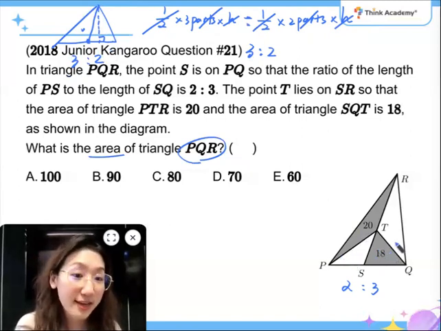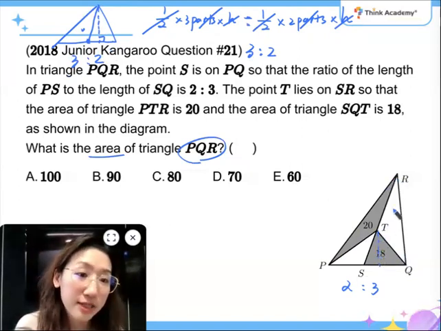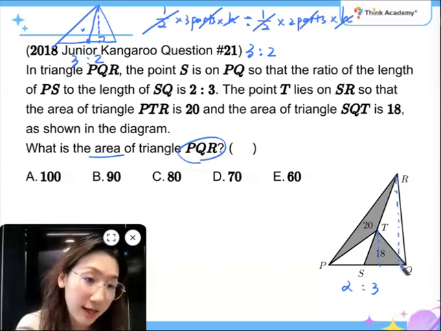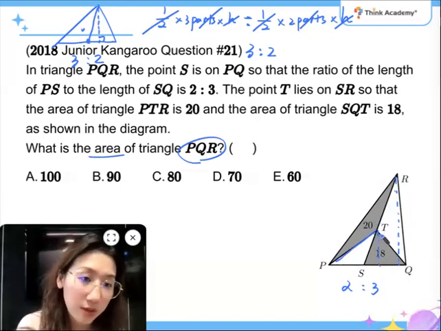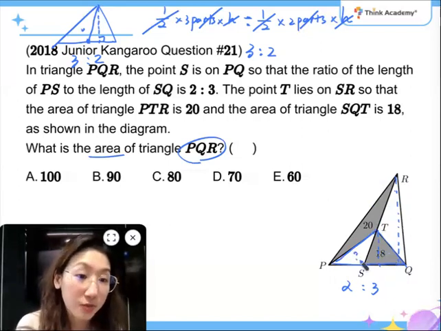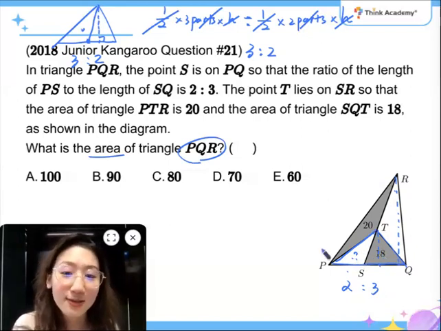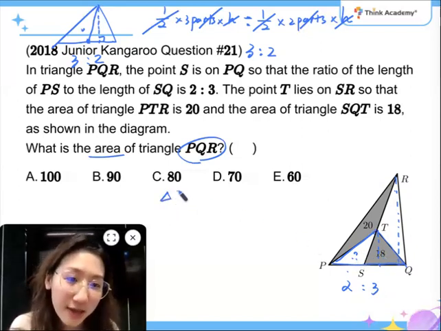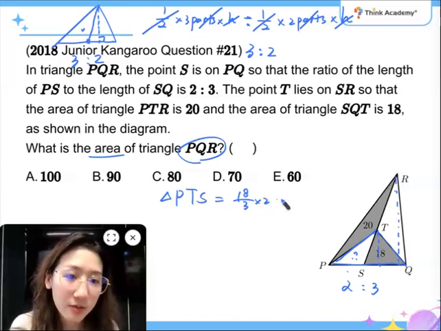So here we don't know anything, but we do know that this pair of triangles has the same perpendicular height, and this other pair of triangles has the same perpendicular height too. However, with the larger triangle there are some missing parts that we don't know, so we can start working with the bottom triangle. With the bottom triangle on the right, we know it's 18, and on the left we don't know, but we know the ratio of their areas is equal to the ratio of the bases, which is 2 to 3. So if 18 is 3 parts, then how many is 2 parts? 12. So the area of triangle PTS is equal to 18 divided by 3 times 2, that is 12.